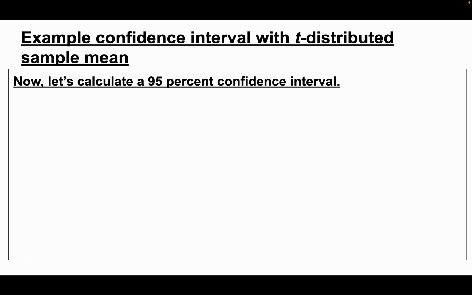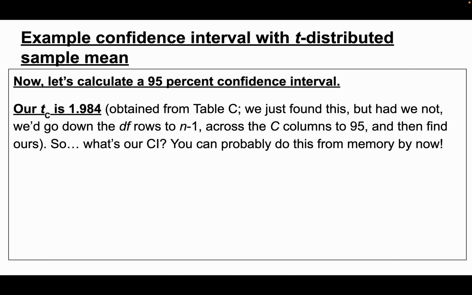Now, you may want to try to calculate a 95% confidence interval just to make sure that you feel comfortable with this. Note that our critical t we just obtained is 1.984, but if we hadn't already obtained it, you'd just go down the degrees of freedom rows to n-1, across the C columns to 95, and then find it.